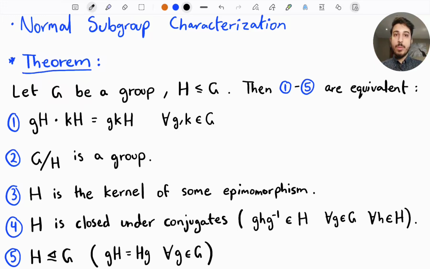Okay, statement 1. We have that the coset GH times the coset KH is equal to the coset GKH for all G, K in G. Number 2, we have that the set of cosets GH is a group. Number 3, we have that H is the kernel of some epimorphism. Number 4, we have that H is closed under conjugates. That means that for any G in G, for any H in H, we have that the conjugate of H by G is an element in H. And number 5, H is a normal subgroup of G. That means that the left coset and the right coset of H by G are equal for all G in G. Let's get started with the proof.